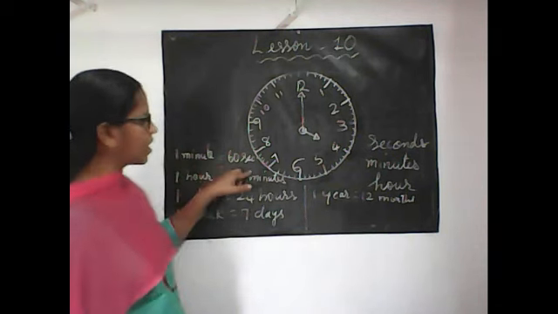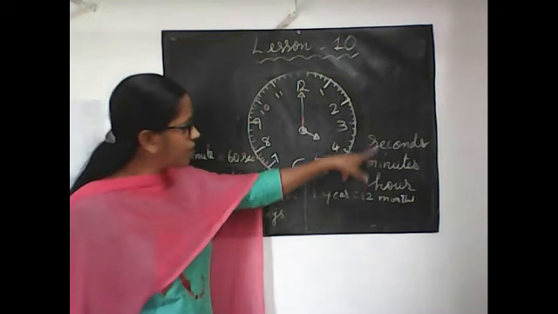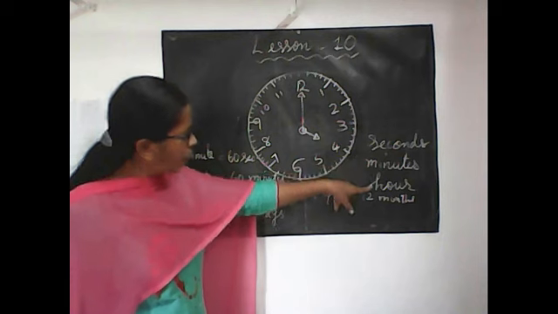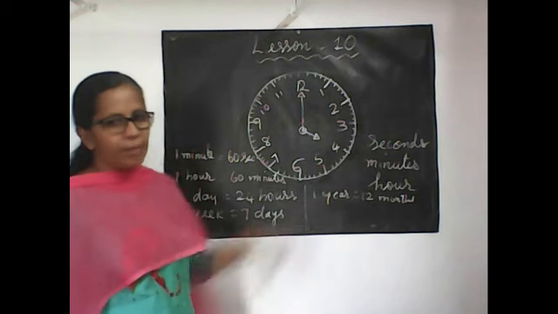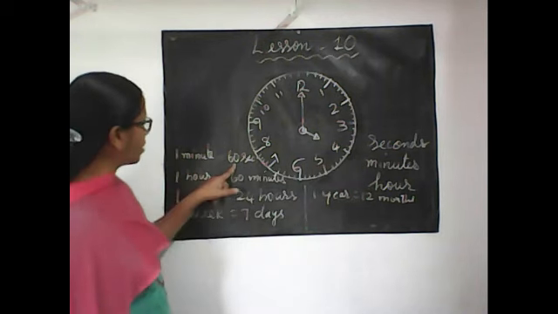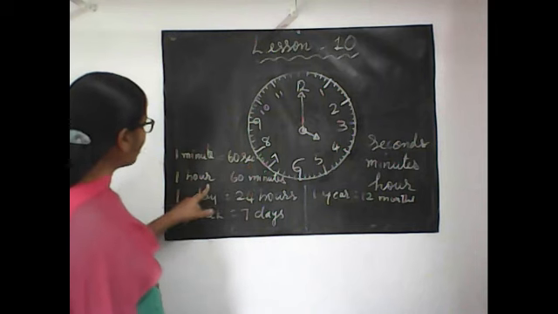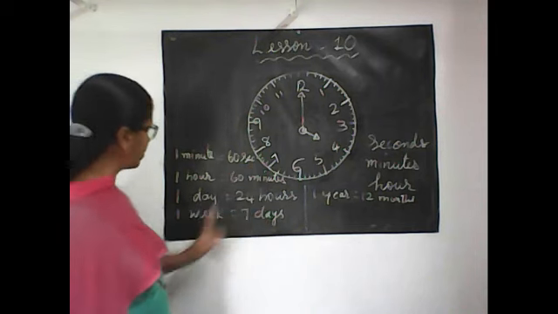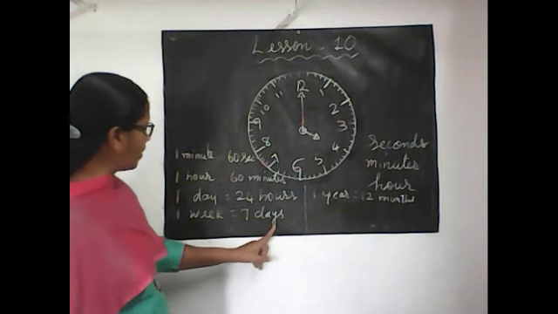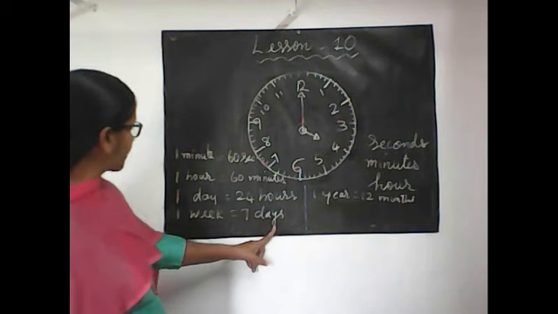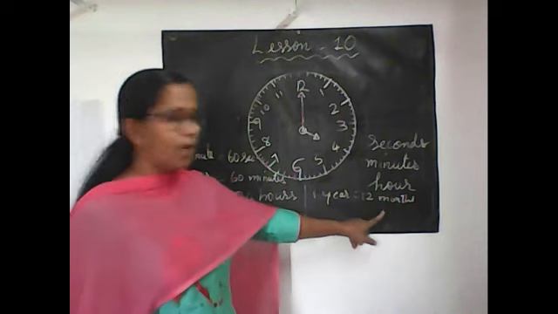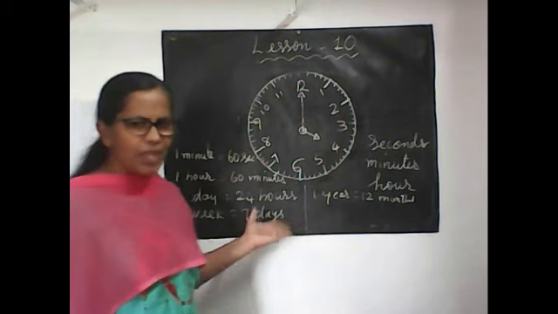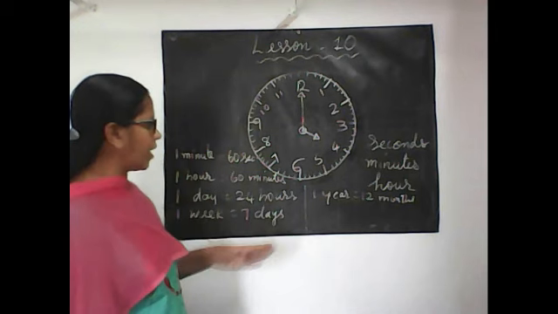1 minute is equal to 60 seconds and 1 hour is equal to 60 minutes. 1 day is equal to 24 hours. 1 week is equal to 7 days. 1 year is equal to 12 months or 365 or 366 days. These are the basic facts related to time.